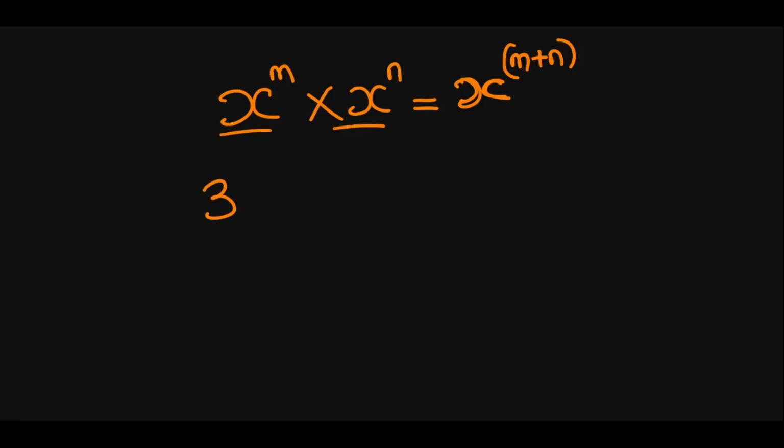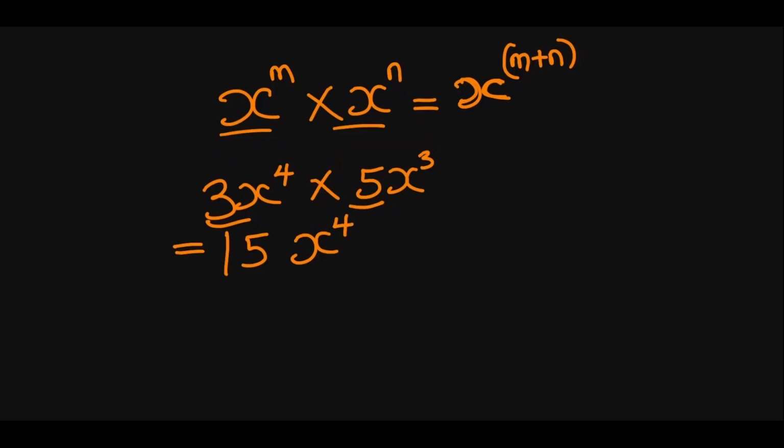If we had 3x raised to power 4 times 5x raised to power 3, then we are saying that the answer, when we multiply the numbers like we did in the previous lesson, gives us 15. Then what we are left with is x raised to power 4 times x raised to power 3. So what this law is saying is that based on this setting, the answer here will be 15 times x raised to power 4 plus 3.